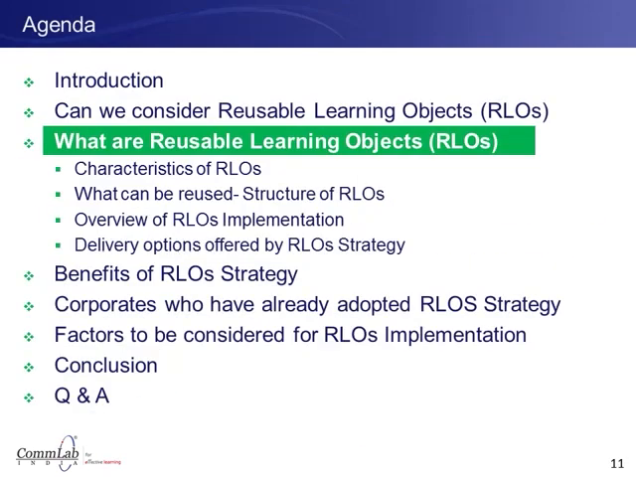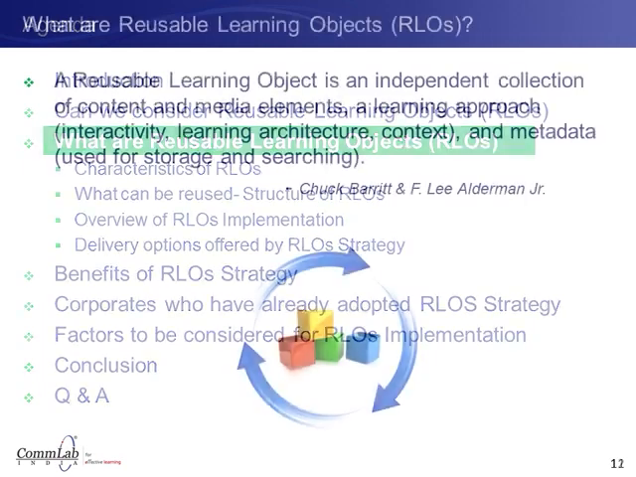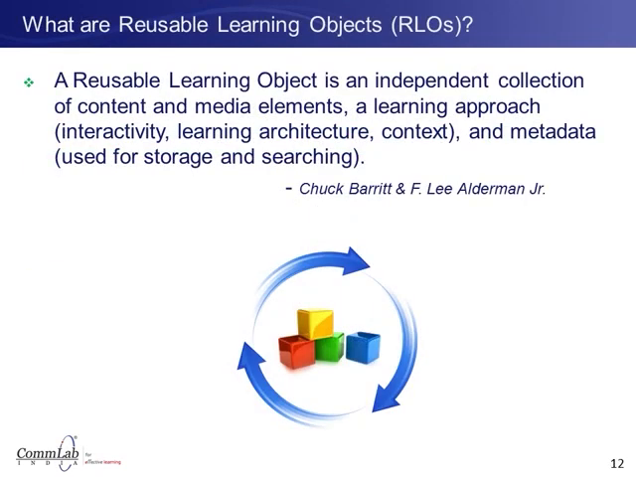So let us quickly look at what reusable learning objects are and their characteristics. I would like to borrow the definition of reusable learning objects from the pioneers of this concept, Chuck Barrett and Lee Alderman, in their book named RLOs. They say that a reusable learning object is an independent collection of content and media elements, a learning approach, which means the interactivities, learning architecture and context, and metadata for storage and searching.